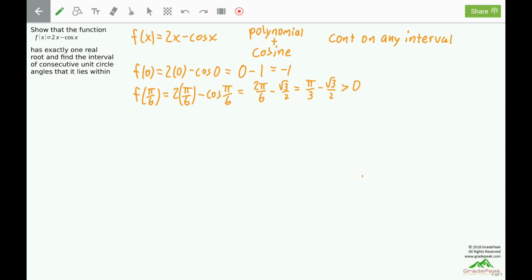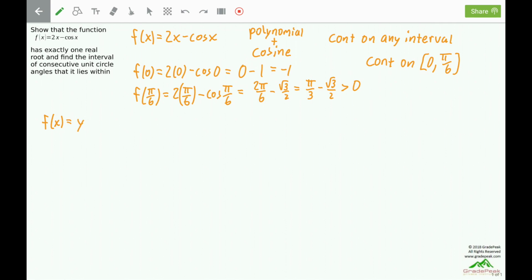So it has switched over from having been a negative number to becoming a positive number. And it happened on the interval between 0 and pi over 6. There's the interval, and that's the interval we want to have used for the intermediate value theorem. So up here we can write that it's continuous on that now found closed interval that will contain the root, 0 to pi over 6.